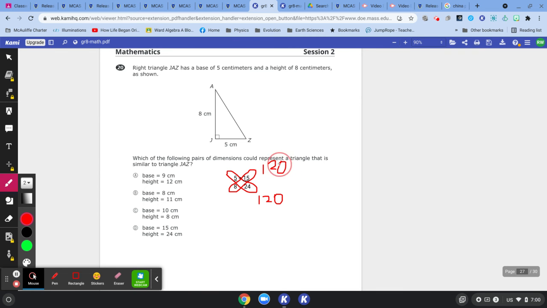If you had wanted to test the others, you could test them the same way. You could say 5 is to 8 as 9 is to 12, and then 5 times 12 would be 60, and 8 times 9 would have been 72. That wouldn't have matched. You could set up 8 over 11: 5 times 11 would be 55, and 8 times 8 would be 64. That's not a match. Hopefully it'll be obvious that C is definitely not a match because it's double 5/8. And so our only option is D. And I hope that helped.